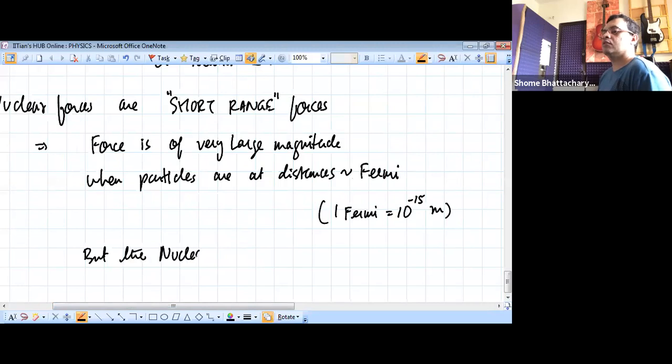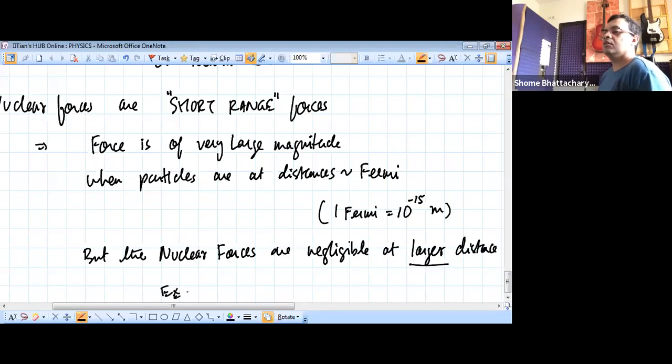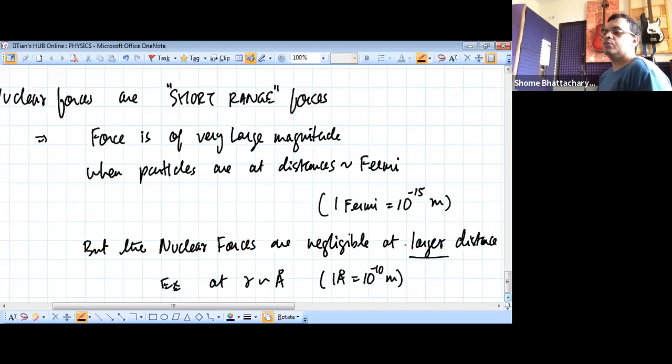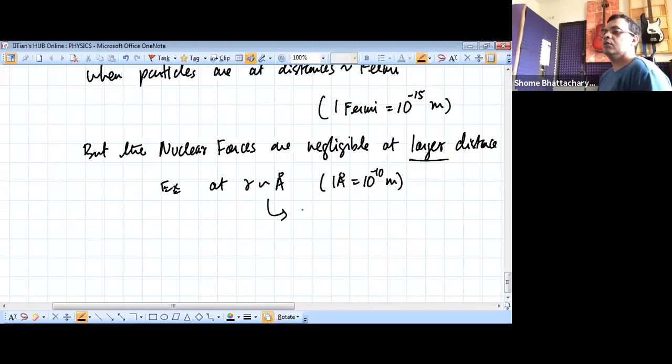the nuclear force is negligible at larger distances. And what we mean by larger distance here is larger compared to this. So for example, at a distance of the order of magnitude of even Angstrom, where 1 Angstrom is 10 raised to the power minus 10 meters, so actually it's a very small distance, but compared to Fermi, it becomes a large distance. So even at a distance of the order of magnitude of Angstrom, nuclear force is negligible.